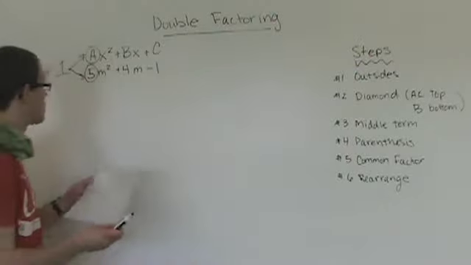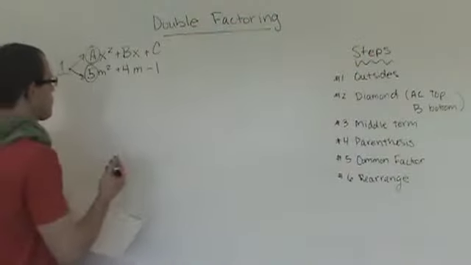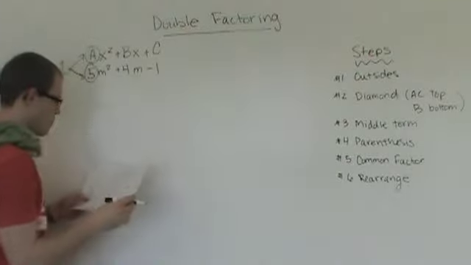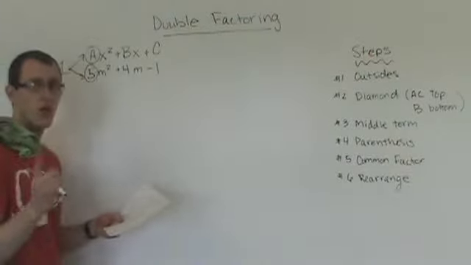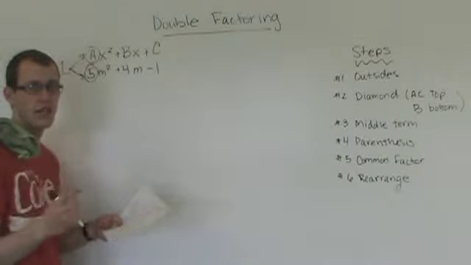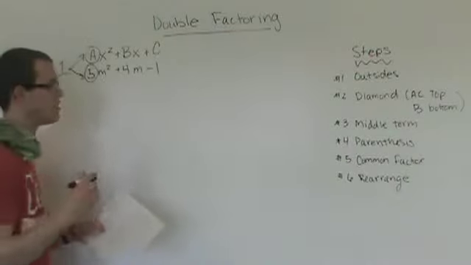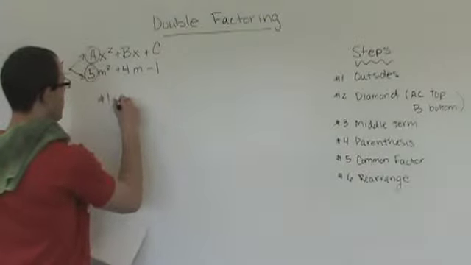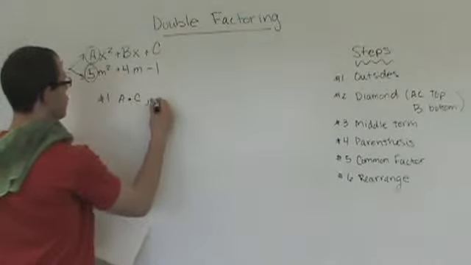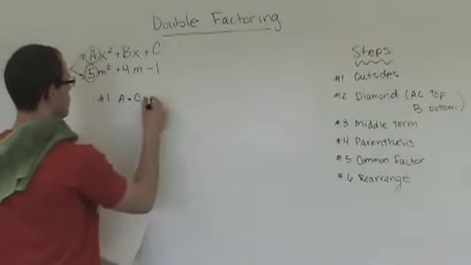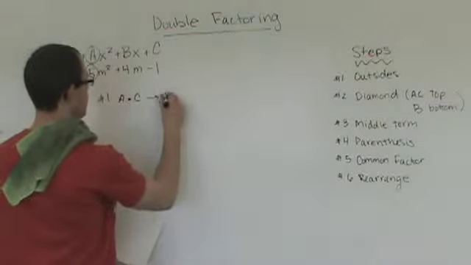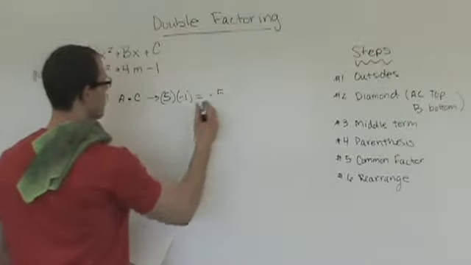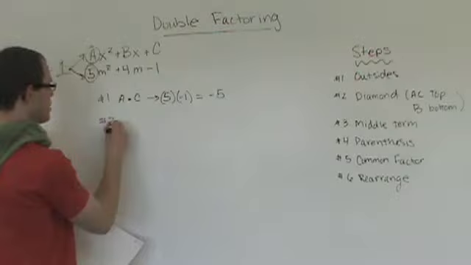So let's start out with this example right here. So we have 5m squared plus 4m minus 1. So step number 1, we want to multiply the outsides. We want to multiply a and c. So step number 1, I'm going to multiply a times c, which is 5 times negative 1, and that equals negative 5. So that's step number 1.